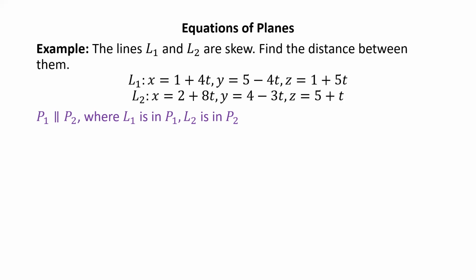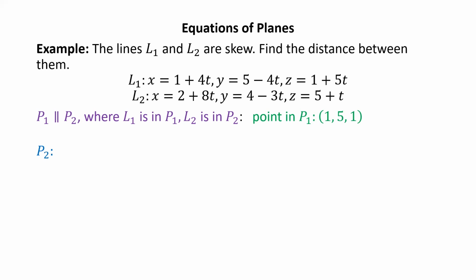It's easy to get a point in the first plane. Since P1 contains line L1, we could take any point on the line L1. And the easiest point to take is the one corresponding to t equals 0. So if we plug in a 0 for t into L1, we get x equals 1, y equals 5, z equals 1, and that gives us a point in plane P1.